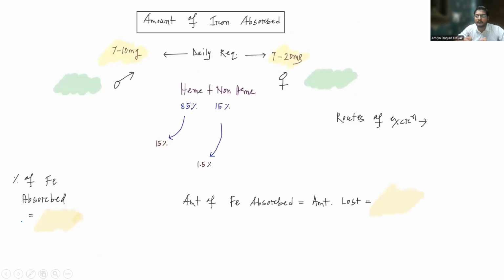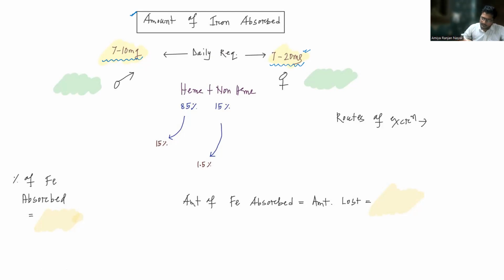Now let us play with some of the numbers, and these numbers are also really important for us to remember. What is the amount of iron that is absorbed? So let's start with the daily requirement. The daily requirement for males is around 7 to 10 milligram, and for females it is around 7 to 20 milligram. Why? Because females have the menstrual cycle through which blood is lost, and in the blood the iron is also lost. So that is why females have a higher daily requirement and males have a slightly lesser daily requirement, around 7 to 10 milligram.